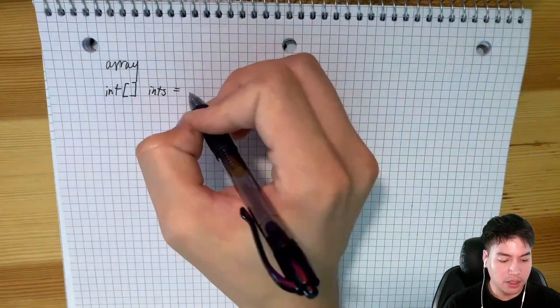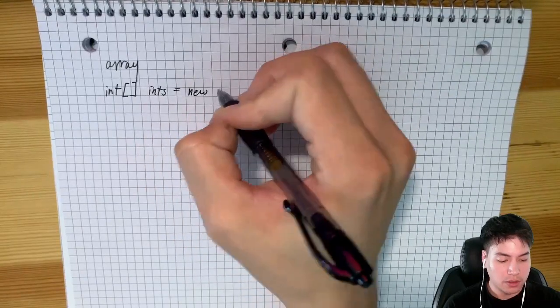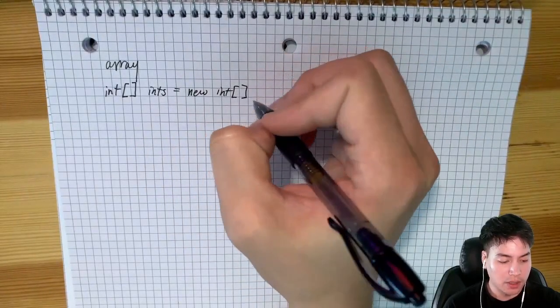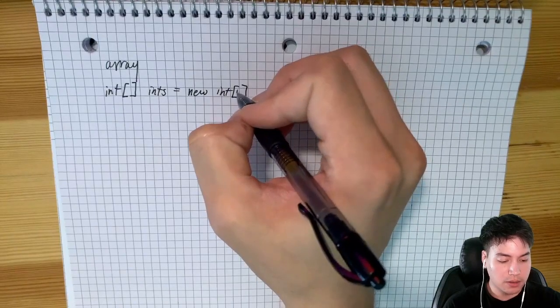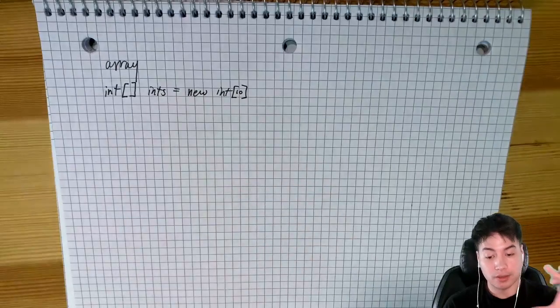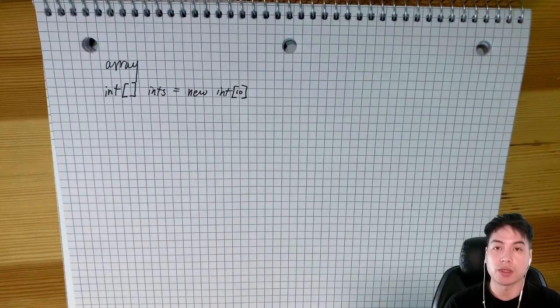And then I can say equals new int array. And here I would need to put the size of it, right? So if I wanted it to be 10, I would say 10. And this is going to make me a blank list with 10 spaces in it, right?